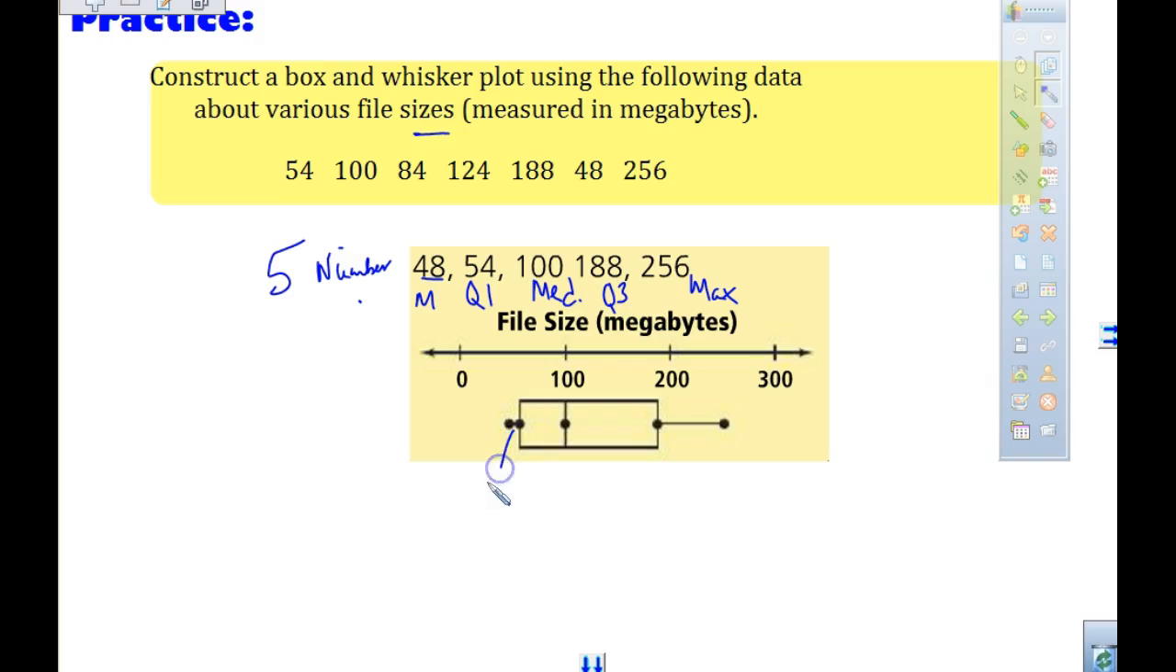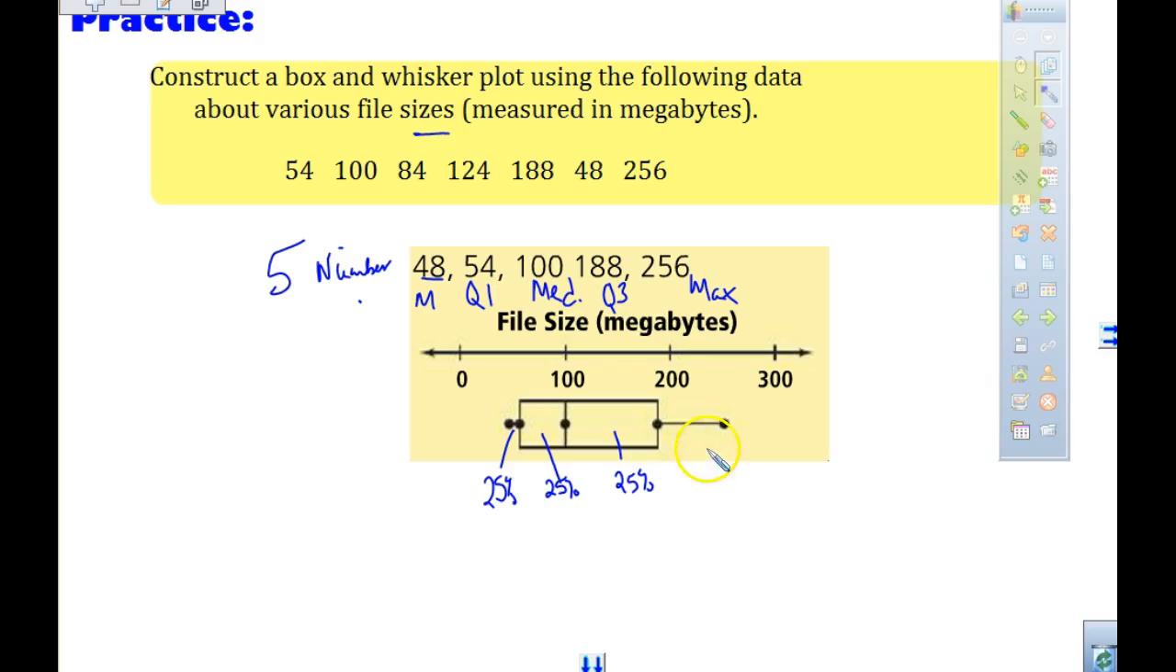That means however many numbers I have, 25% of them are in this range. Then going from 100 up to 188, we have another 25% of our data. And then if we were looking at the original problem, this is the last 25% of my data, okay?